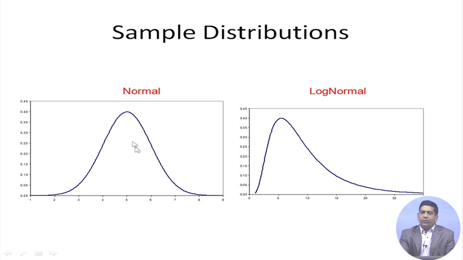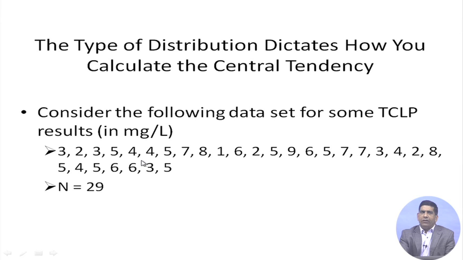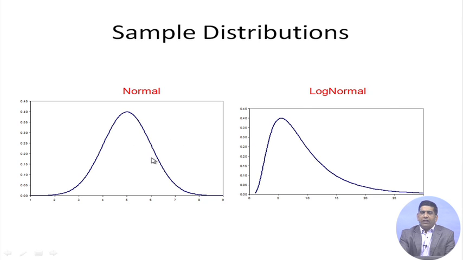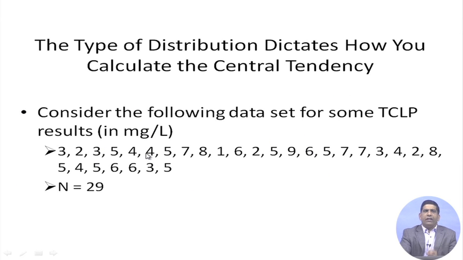So normal distribution, we'll talk about that in a minute. If you look at some of the examples, the type of distribution dictates how you calculate the central tendency. So the type of distribution does have an impact on how to calculate the central tendency. Now let's look at some examples.